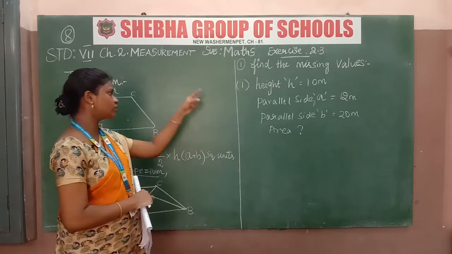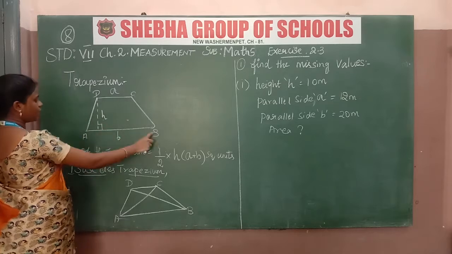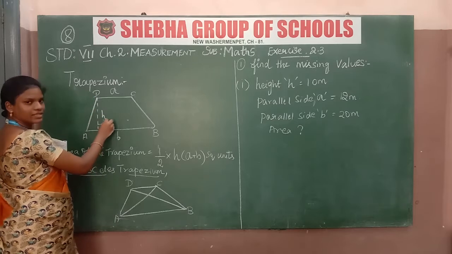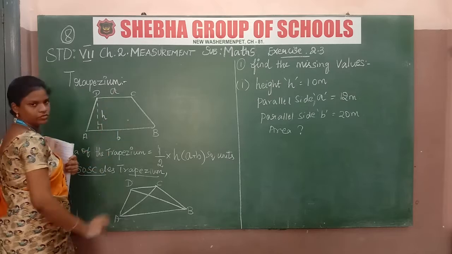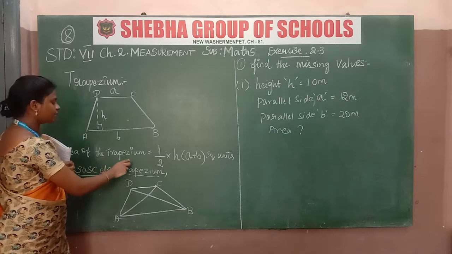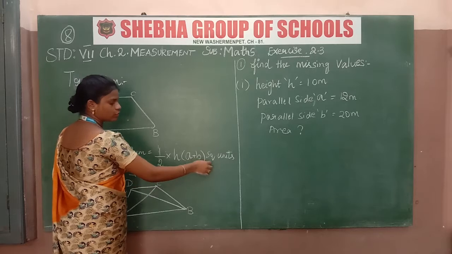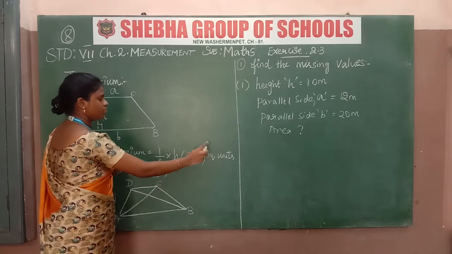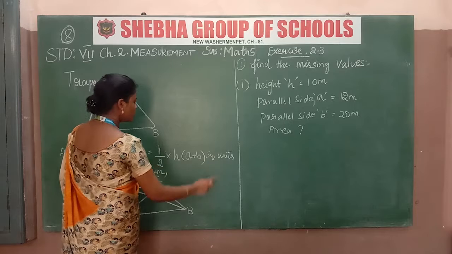Next, let's move to exercise 2.3, trapezium. This is the shape of trapezium ABCD. You have to denote this as the height. Height is denoted by H. This is the base, and these are B and A. Okay, this is A and this is B. The area of the trapezium is equal to 1 by 2 into H into open bracket A plus B close bracket square units. The formula is 1 by 2 into H into A plus B, so we can say it like this: 1 by 2 into H into A plus B square units.